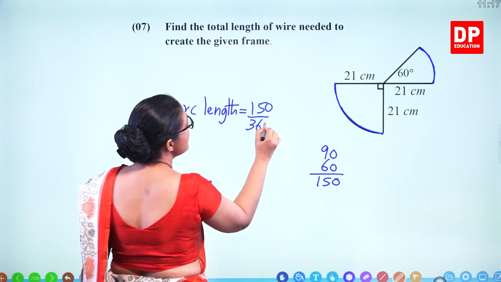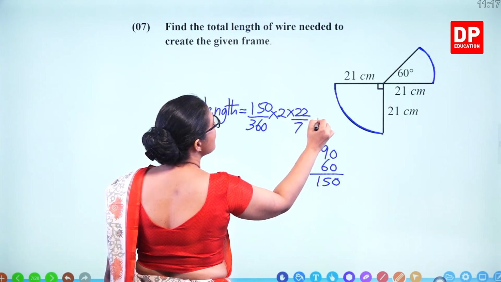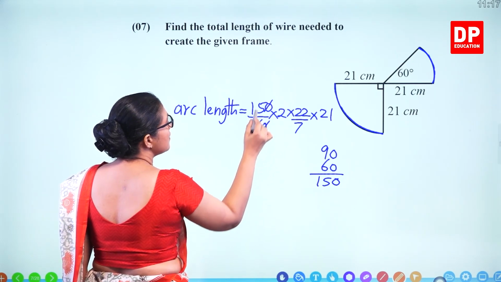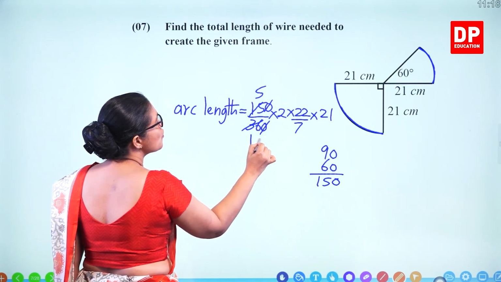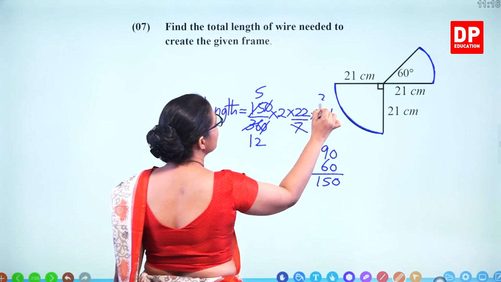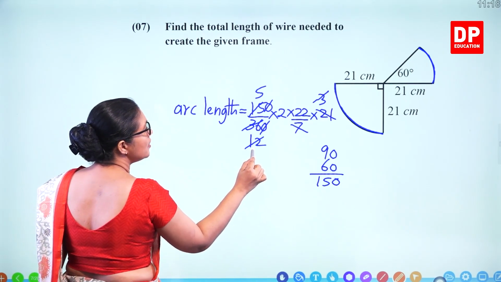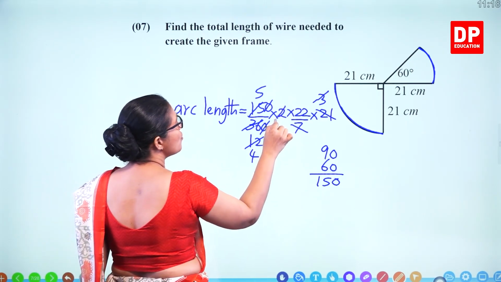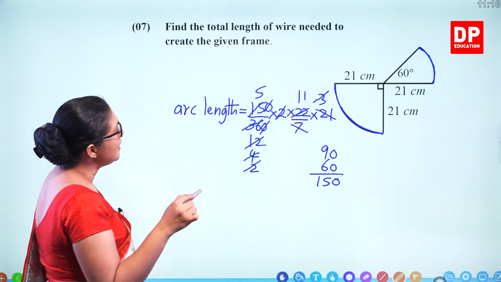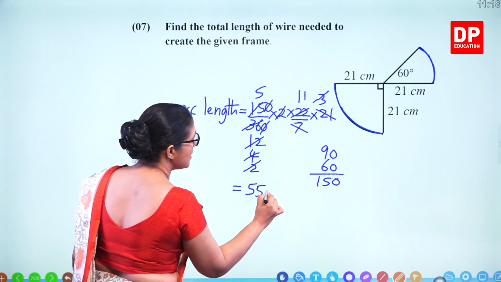150/360 into 2 pi r. That's 22/7 into r. So here you get 3 times 5, 3 times 12. And here 7 times 3. Again 3 times here, you get 4. 2 times 2, and this 2 with this you get 11. Finally you get 55. So 55 centimeters is the arc length.